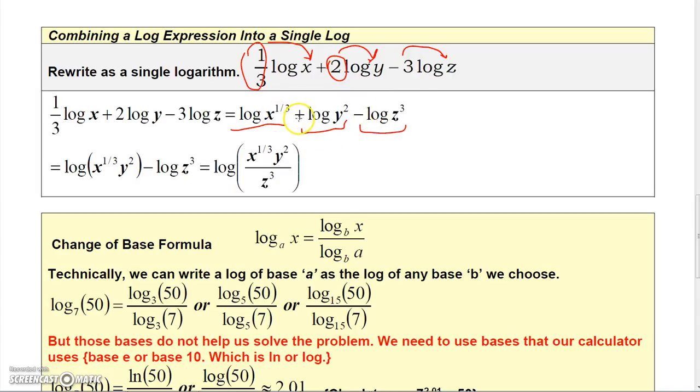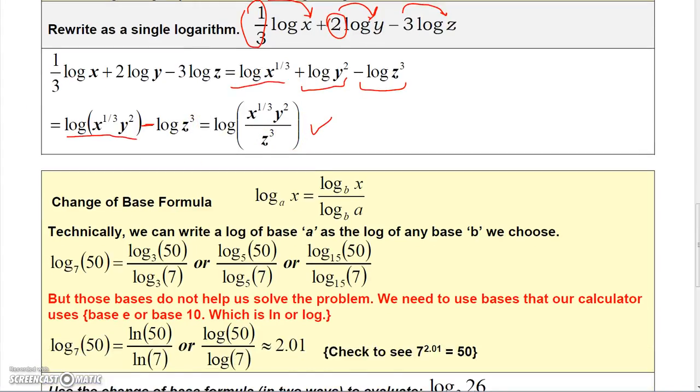Now, since I have a sum, these two represent a sum, so I can rewrite this as a single log, as the log of a product. I'd rewrite these two as the log of x to the 1/3 times y squared. And then I bring down the minus log of z cubed. But now I have the difference of two logs. And remember, when you have the difference of two logs, you can write that as the log of a quotient. So I write that as the log of a quotient where the numerator is the first argument, x to the 1/3 y squared, and the denominator of the argument is the second argument, z cubed. And so now I've written that as a single log.